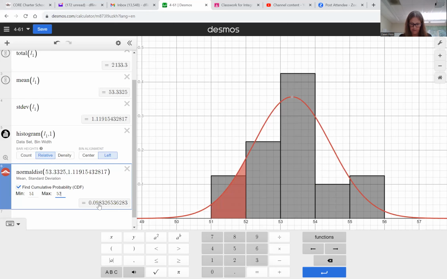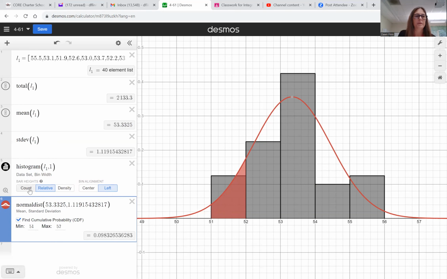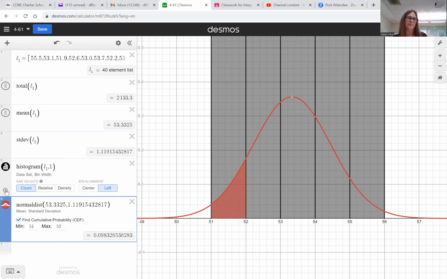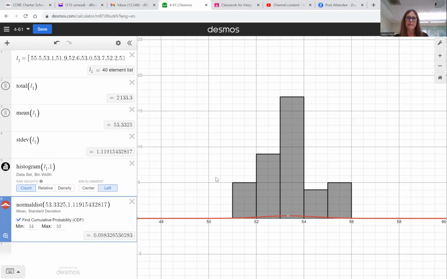They said, how does that compare to the percentage observed in my sample? Well, my sample had 40 numbers in it, and for this bin right here between 50 and 52, I can get the height of it. Instead of going to relative, I can go to count. Oops, okay, count. Then I'm going to do a zoom fit so I can get to the top of it. See how I can look over here and I see that the height of this bin is 5. So the count was 5 there.